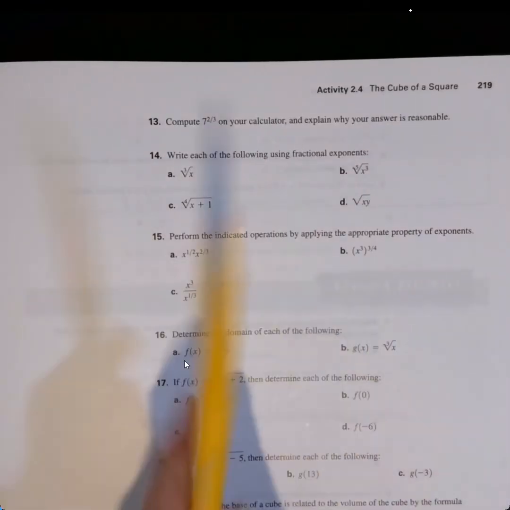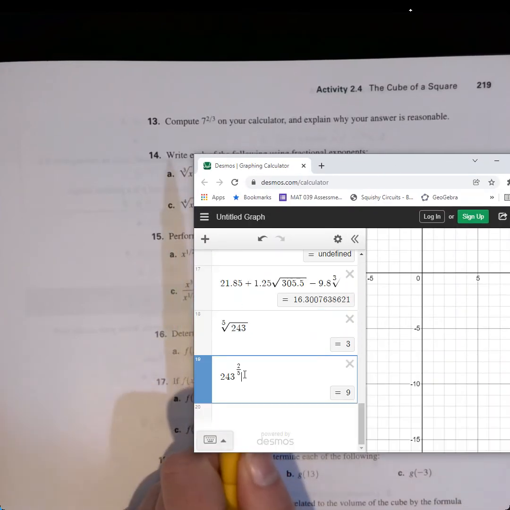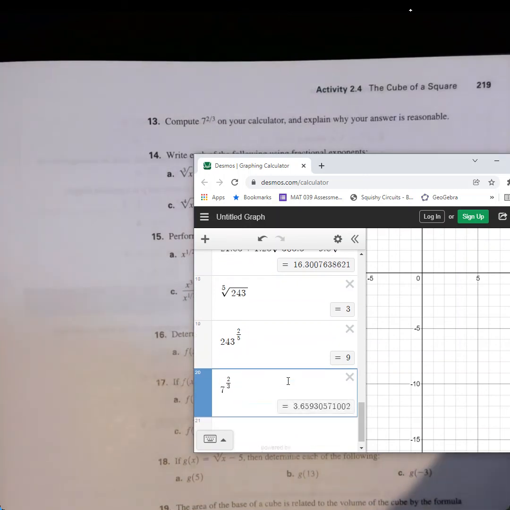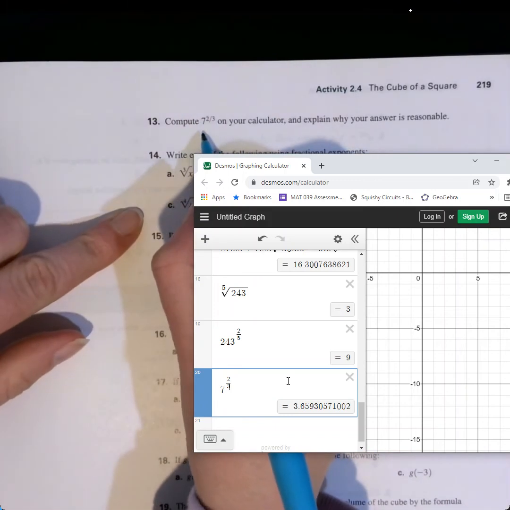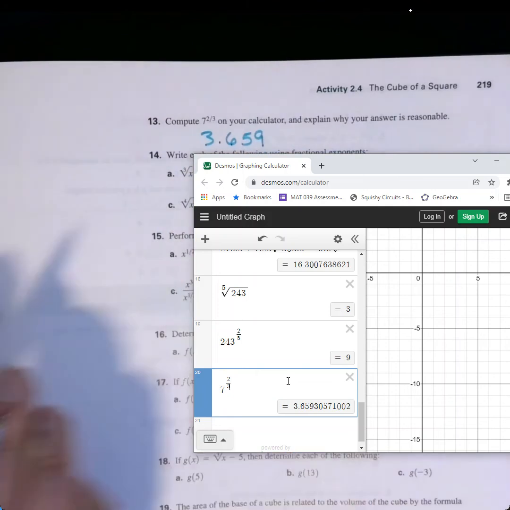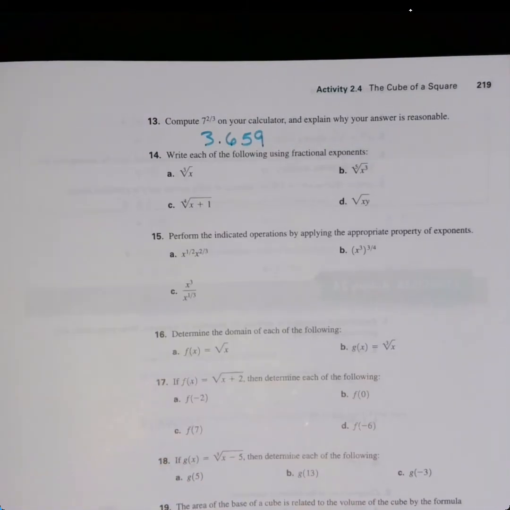This one is not going to come out evenly because I don't know what the cube root of 7 is. So we can evaluate this. 7 to the 2/3 gives us 3.659. Then it asks me to explain why this is reasonable. Okay.